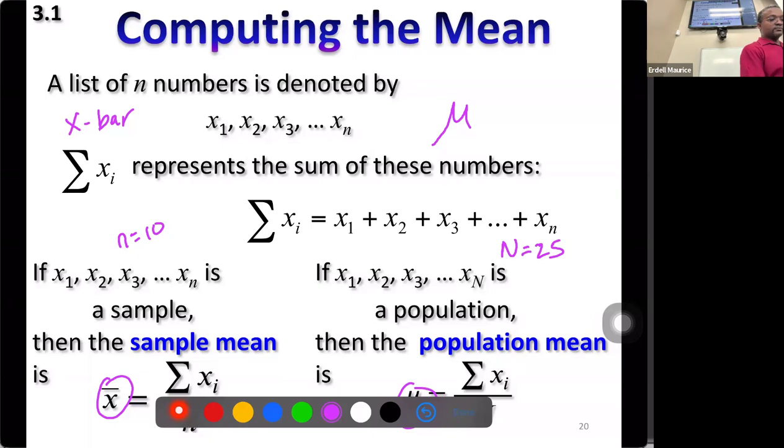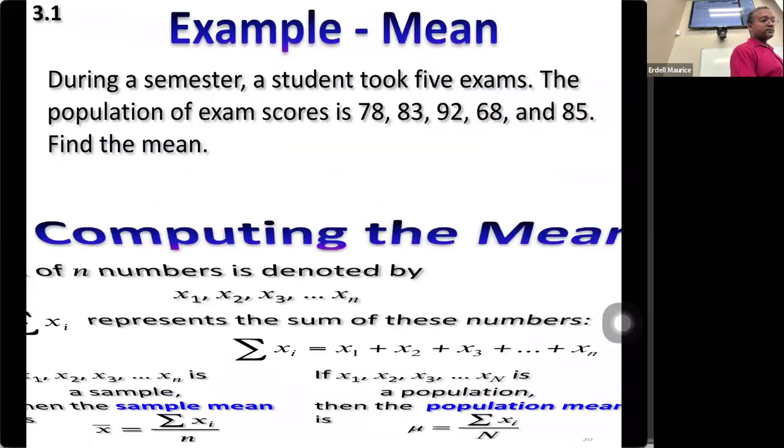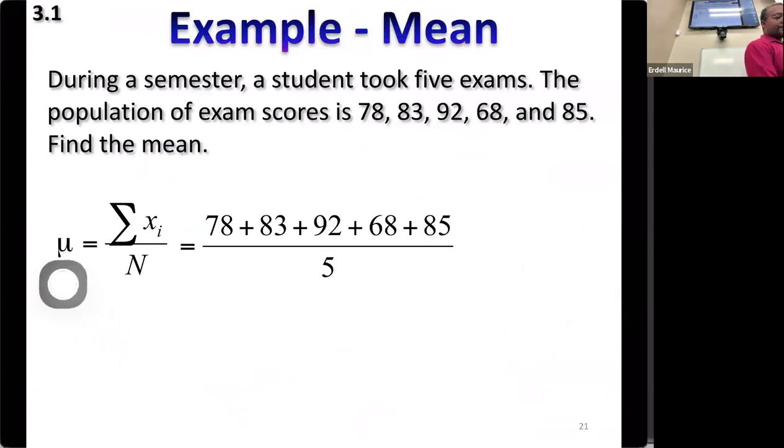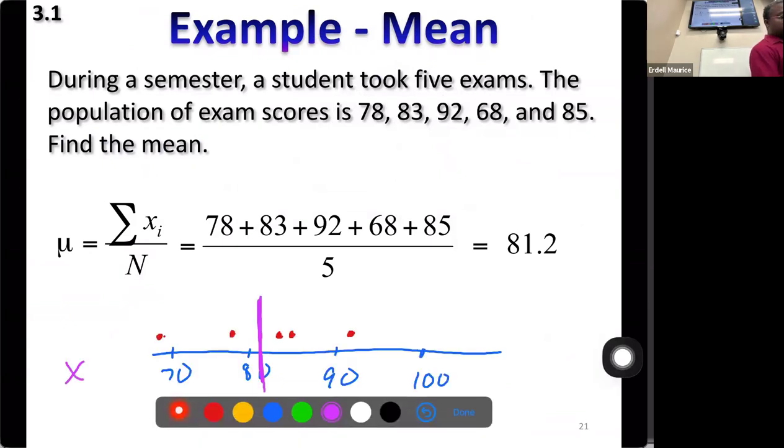All right, cool. We did this example right here. Again, notice the formula right here, mu. That is because I took 5 exams. If, for example, I took 4 of these exams and I calculated an average, then that would have been an X bar, right? If I only used the first 2 tests, I went 78 plus 83 and I divided by 2, this would be a sample mean.